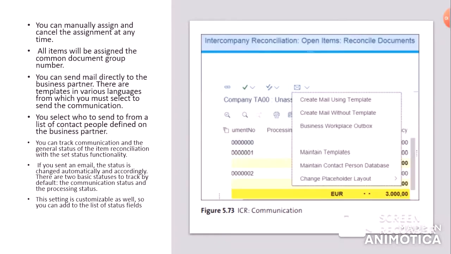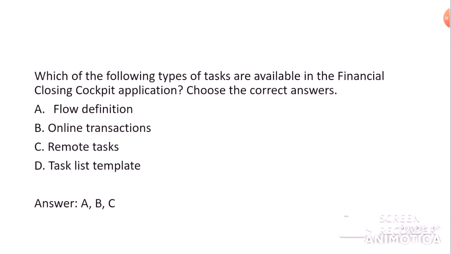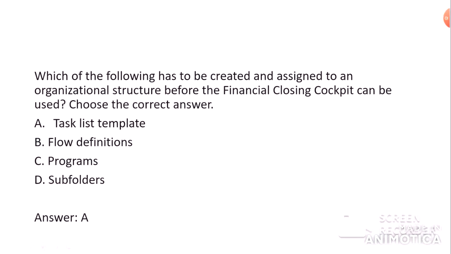But here they mentioned flow definition, online transactions and remote tasks. It's like from the external systems. So which of the following has to be created and assigned to an organizational structure before the financial closing cockpit can be used? So it is task list template. That is the first one.